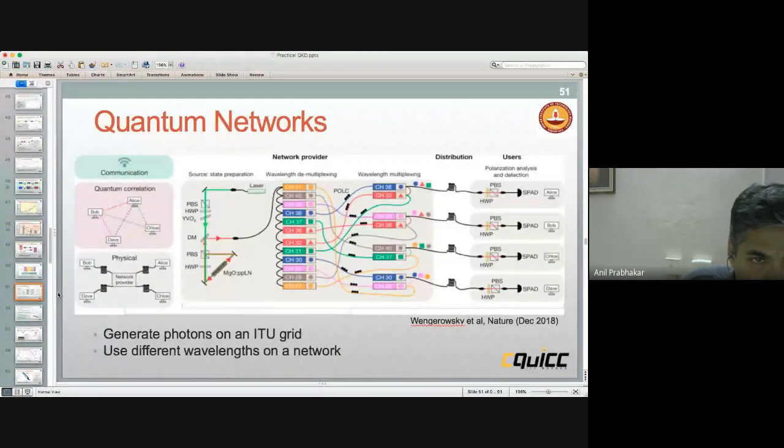networks. This is an example of a network that is actually running in Cambridge, where they have used these different channels, 36, 37, 38, 39, 40, 41. And they've used the fact that they can generate photons.